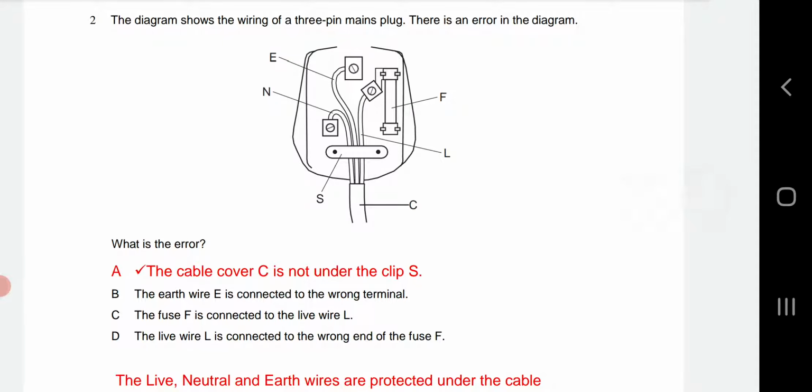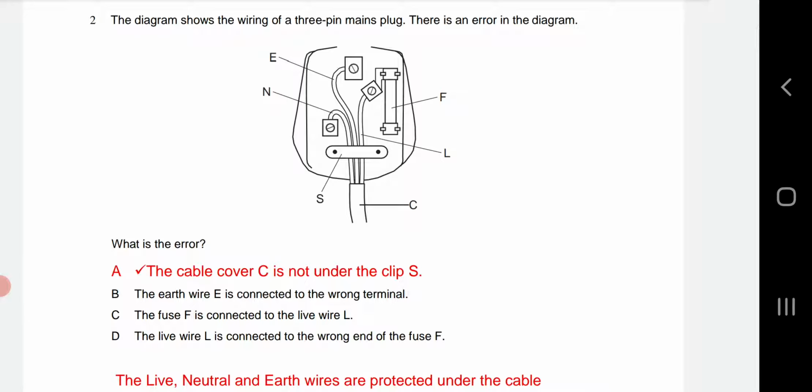Question number 2. The diagram shows the wiring of a 3-pin mains plug. There is an error in the diagram. What is the error? You can see from the diagram that the live wire is connected with the fuse correctly, the earth wire is connected correctly as shown in E, and the neutral wire is also connected correctly. But one thing, the cable cover C is not under the clip S. So this is an error. This wiring is inaccurate. The cable cover should come under the grip. So it is option A.